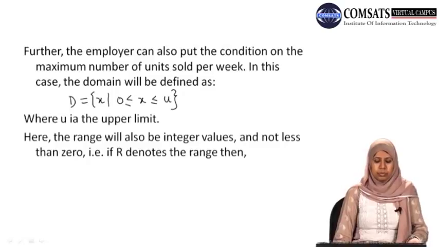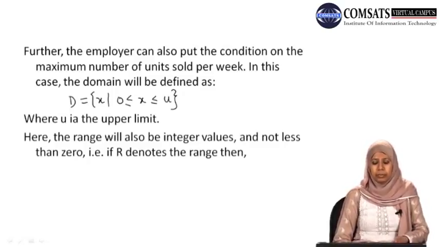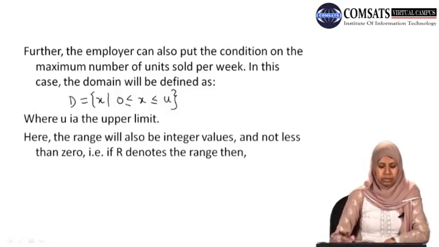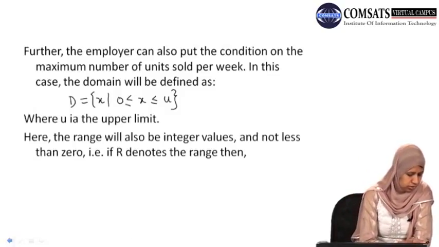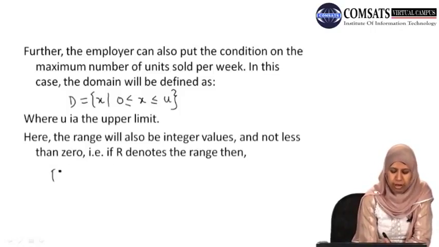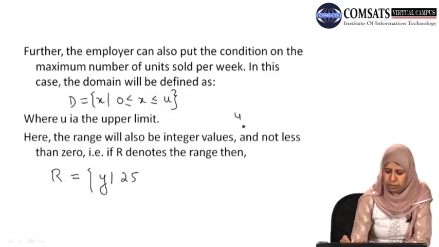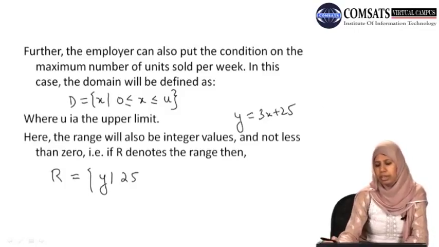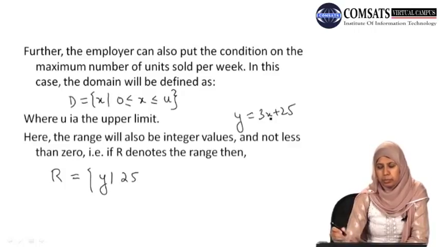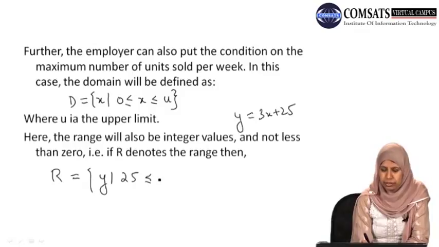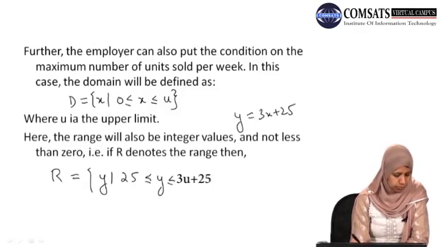In this case, the range will also be in integer values, and it will not be less than 0, because if there is no unit sold in 1 week, then the range or the output will be 25. If R denotes the range, then how will we write our range? As y such that 25, because our equation was y equals 3x plus 25. So if no unit is sold in 1 week, that is when x equals 0, the minimum output will be 25. 25 is less than or equal to y is less than or equal to 3u plus 25.